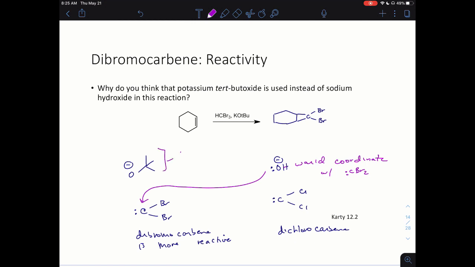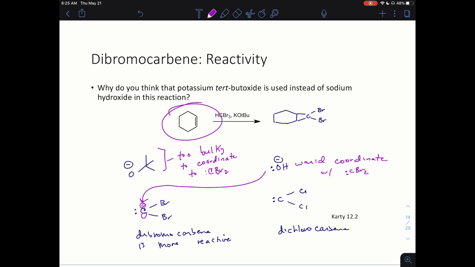However, t-butoxide is too bulky to coordinate. When I say coordinate, I mean fill up that empty orbital on the dibromocarbene. There's an empty orbital here, right? And we don't want the base coordinating to the carbene. What do we want the carbene to do? We want it to react with the alkene, right? So we don't use hydroxide because it would coordinate to the dibromocarbene. It's perfectly fine to use with dichlorocarbene, which is less reactive than the dibromocarbene.